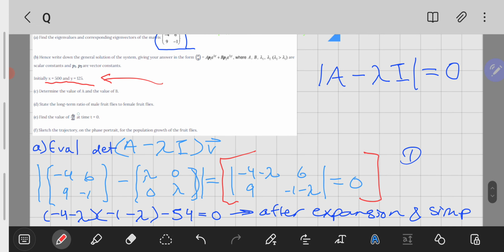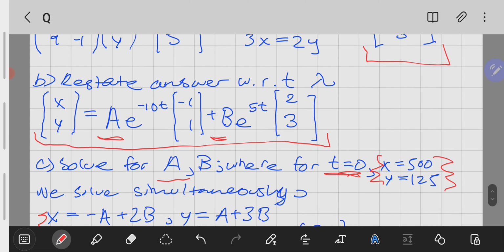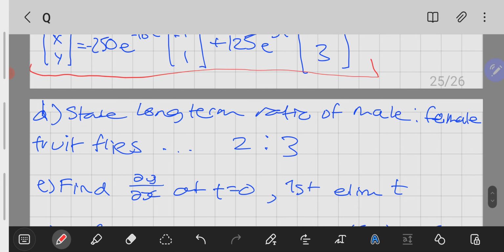Now, for question D, we're asked to state the long-term ratio of male fruit flies to female fruit flies. And that is simply 2 to 3.